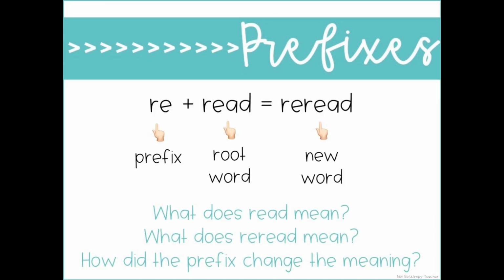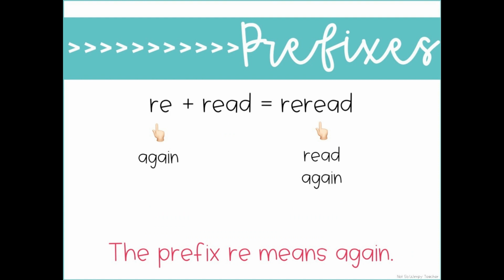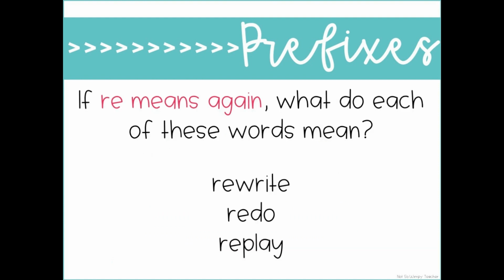For example, read. R-E is the prefix. Read is the root word, and the new word is reread. We know what read means. You know what read means. What does reread mean? It means to read it again. Do you see how that RE changed the meaning of reading from read to read again? The prefix means again. It means to read again.